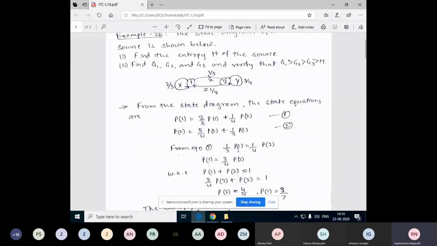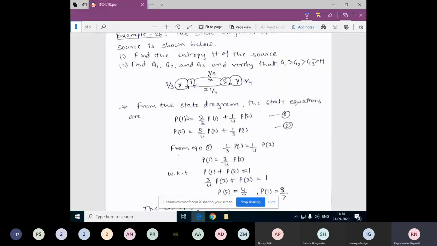So from equation 1, let's consider this equation. If we transpose this term to the left hand side, this is what we get: 1 by 3 of P of 1 is equal to 1 by 4 of P of 2. So from this equation, P of 1 is calculated as 3 by 4 of P of 2. So keep it as it is.